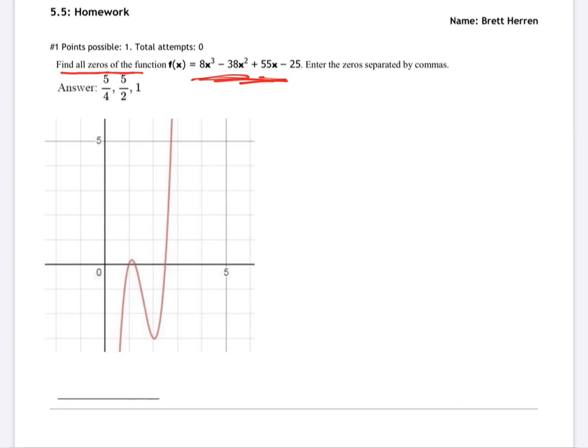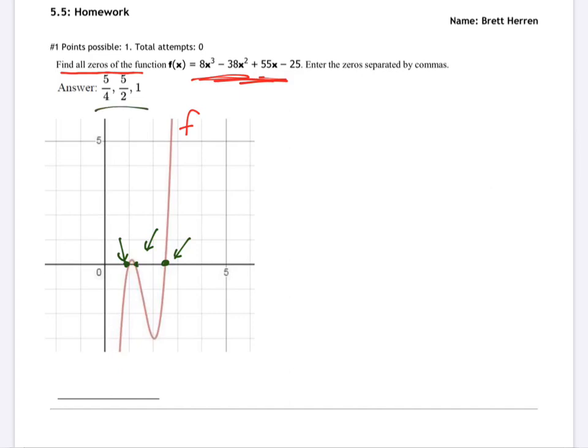Now here's a graph of the function. And you can see that it hits zero right there at this point, right there at this point, and right here at this point. So that function has 3 zeros. There's the answers already for us.